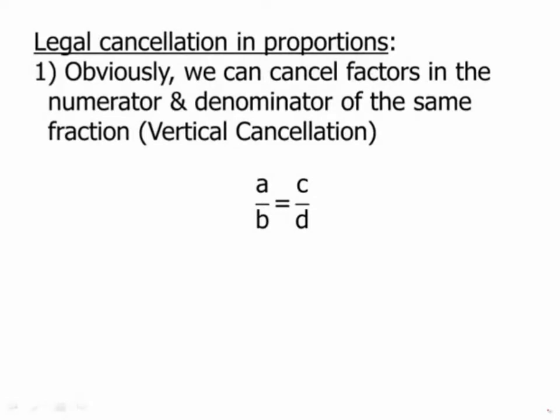First of all, let's talk about legal cancellation. Obviously, we can cancel factors in the numerator and denominator of the same fraction. We can always do that. So, for example, if there's a common factor in a and b, we can cancel that. If there's a common factor in c and d, we can cancel that. So I'm going to call this vertical cancellation, cancellation up and down in the same fraction.